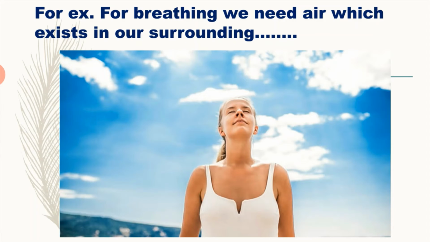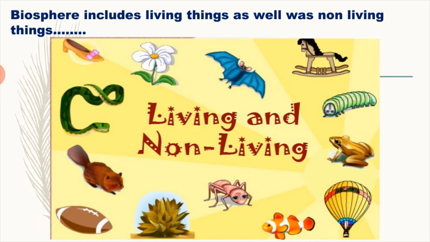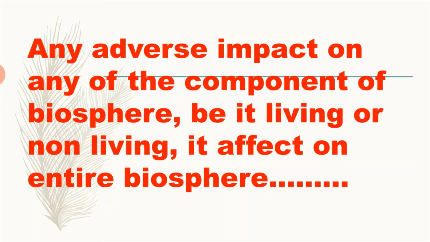So this is what we have to understand. This air is also part of the biosphere, right? So non-living things are also part of the biosphere. Together we can say that living things and non-living things are the two components, and the biosphere is made of living things as well as non-living things. As I said, there are two components of the biosphere, living things and non-living things, right?